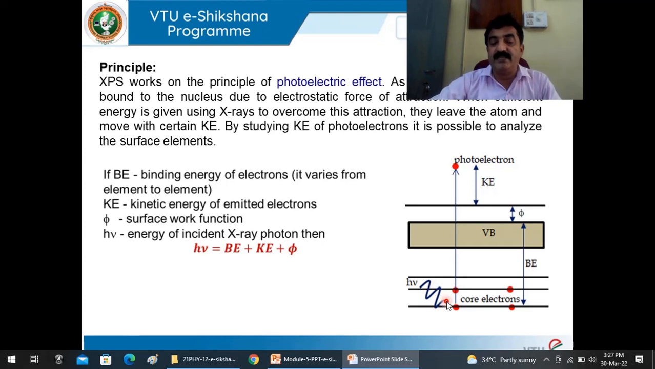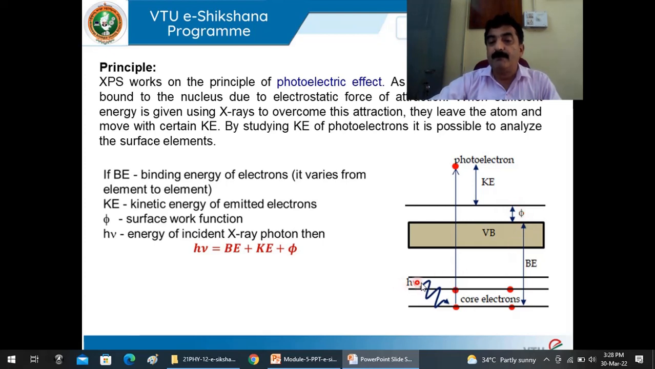Of course, here is the X-ray beam. And these are the core electrons, the innermost electrons. This is the binding energy to overcome the valence band and the innermost energy levels. And once it comes almost to the surface, it has to be knocked out. The minimum energy required to knock out the electron is the work function.